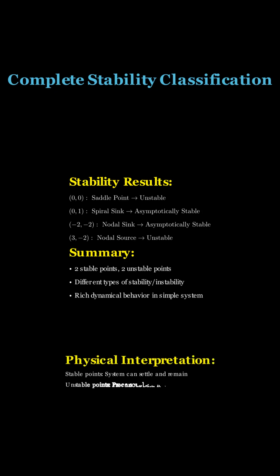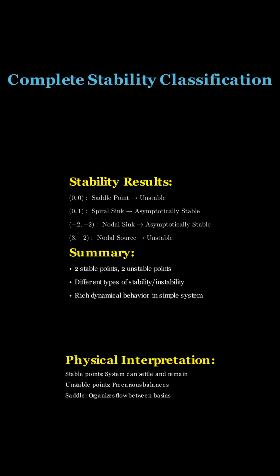In physical terms, the stable points represent states where the system can settle and remain, while the unstable points represent precarious balances that the system cannot maintain in practice. The saddle point, while unstable, plays an important role in organizing the global flow structure.